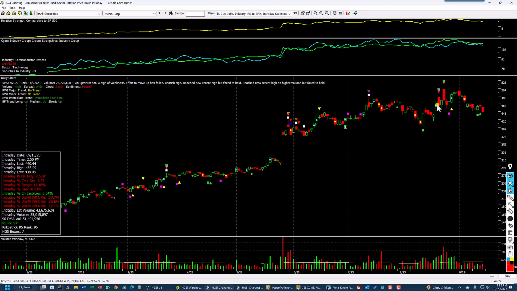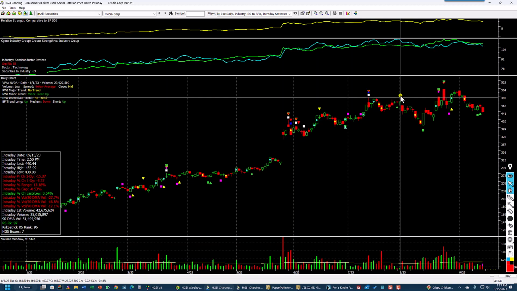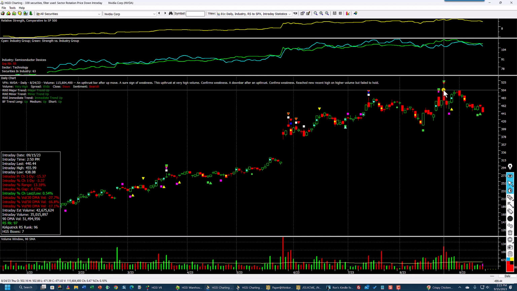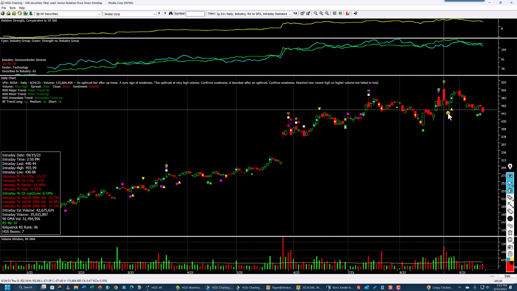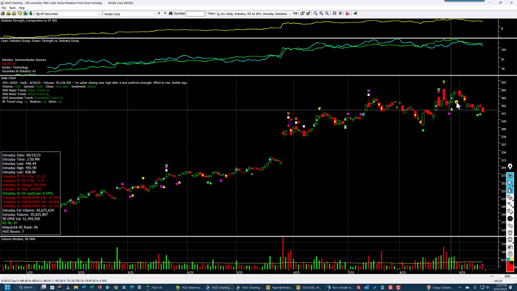Same thing here. I believe this was earnings day right here. This was anticipation of earnings. The smart money was selling into this. If I put a crosshair on this, you can see that the smart money was selling into resistance. And then on earnings, it gapped up. Smart money was selling. And then right here we had a test, confirmation of that test.